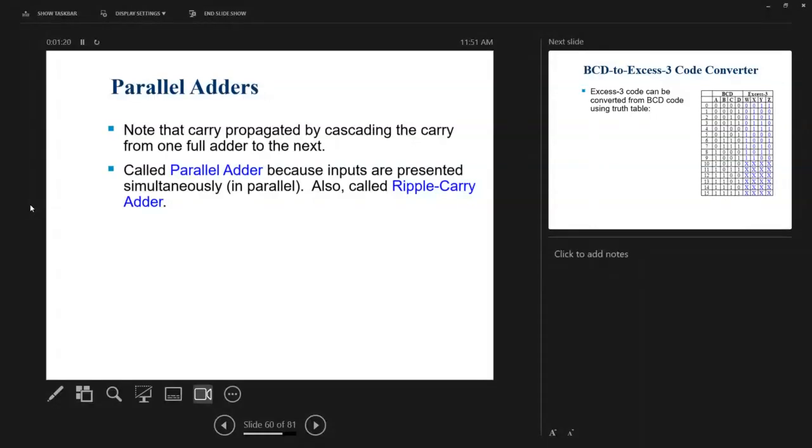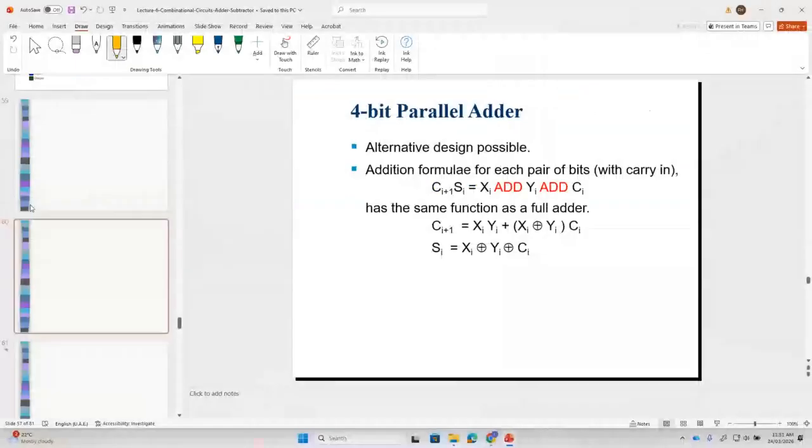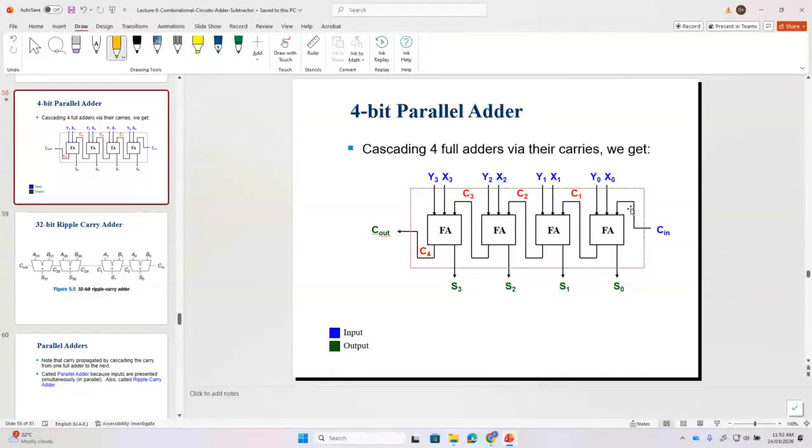Professor, what do you mean by ripple adder? The carry is rippling. It ripples from this stage to this stage, and this stage to this stage. This is called a ripple carry adder. It means if you want to design a 4-bit adder, it can be designed using 4 1-bit adders, and an 8-bit adder using 8 1-bit adders. The carry is rippling from stage 0 to stage 1 to stage 2, stage 3, and there are n stages. Any question? No, sir. Okay.